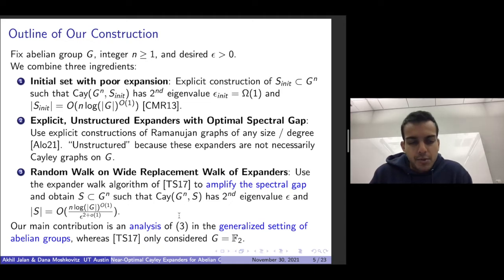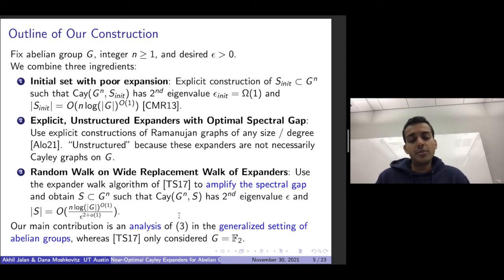So how do we construct this object? There are three tools we use. Let's fix an abelian group G, an integer n, and a desired epsilon for the rest of this talk. Our goal will be to explicitly find a subset of G to the n such that it generates a Cayley graph with spectral gap 1 minus epsilon.